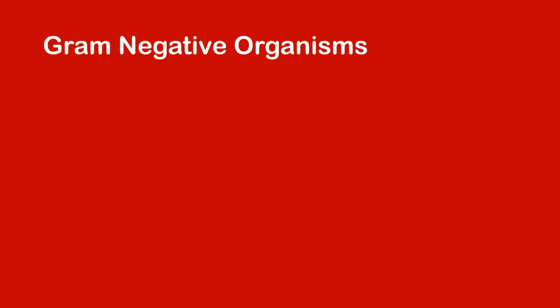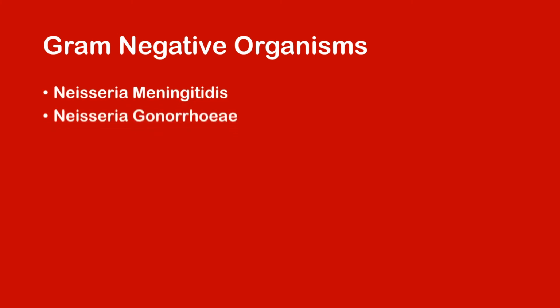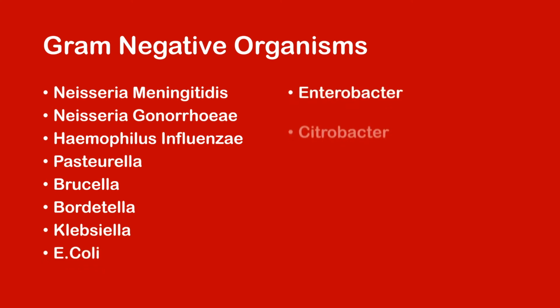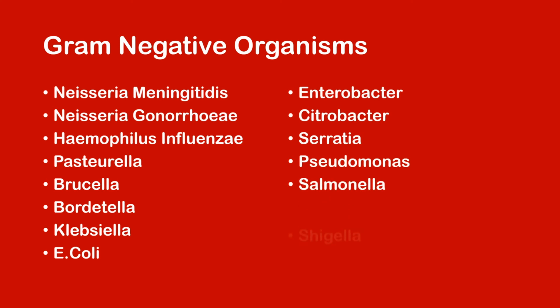So what are the gram-negatives then? Again, we have cocci and then we have bacilli, which are really rods. I'm just going to go over a few of these gram-negatives, which are quite a few. We have Neisseria meningitidis, Neisseria gonorrhoeae, Haemophilus, Pasteurella, Brucella, Bordetella, Klebsiella, E. coli, Enterobacter, Citrobacter, Serratia, Pseudomonas, Salmonella, Shigella, and Proteus.